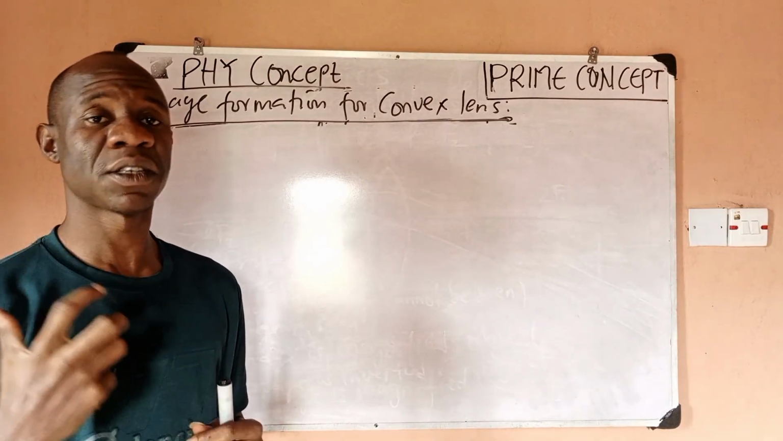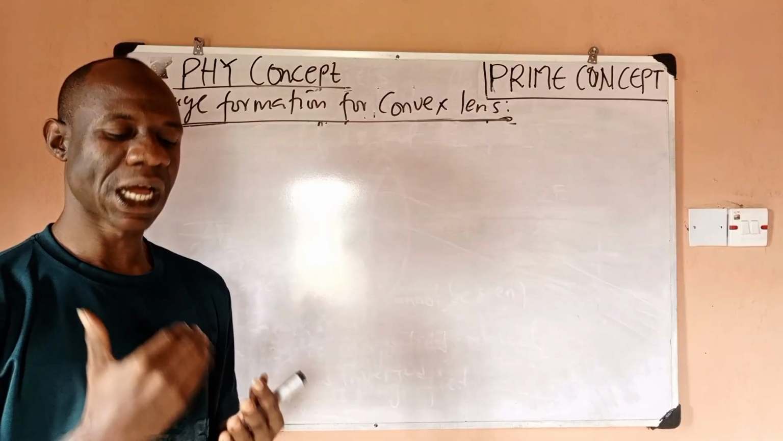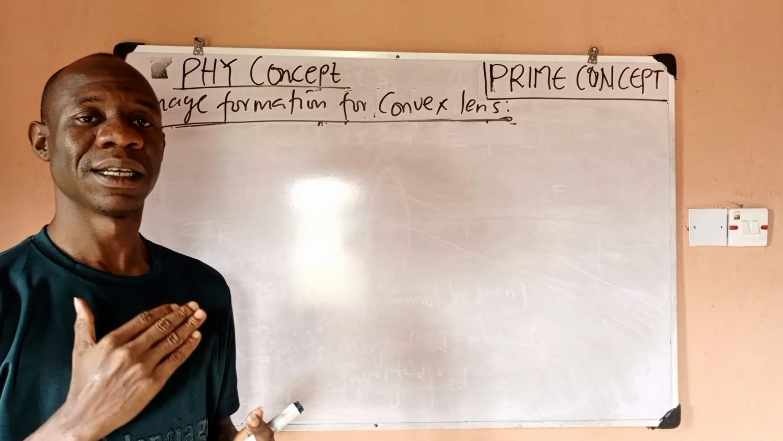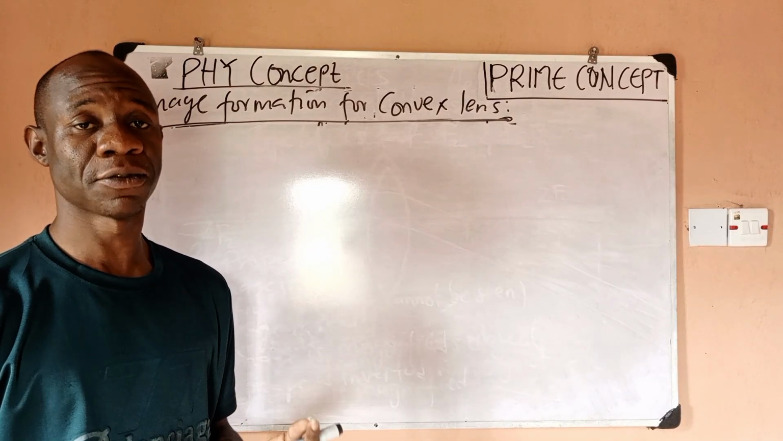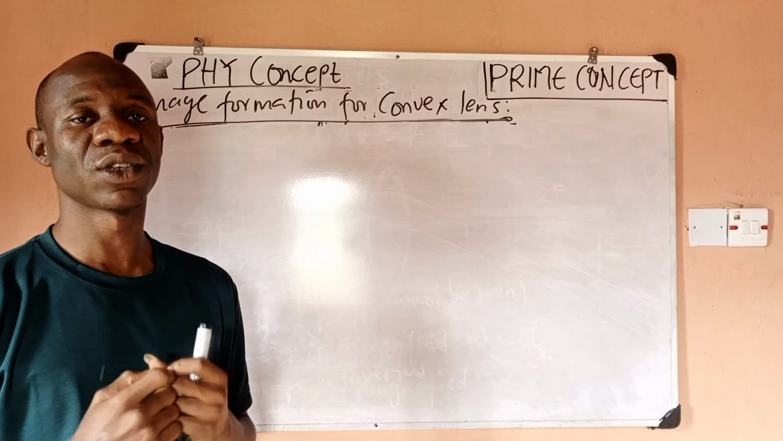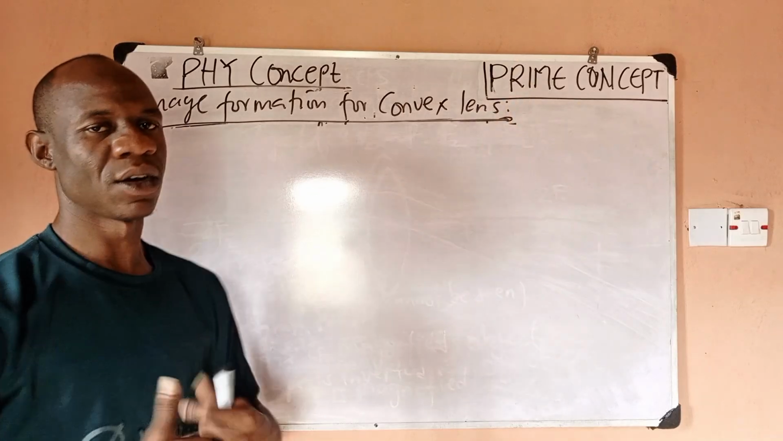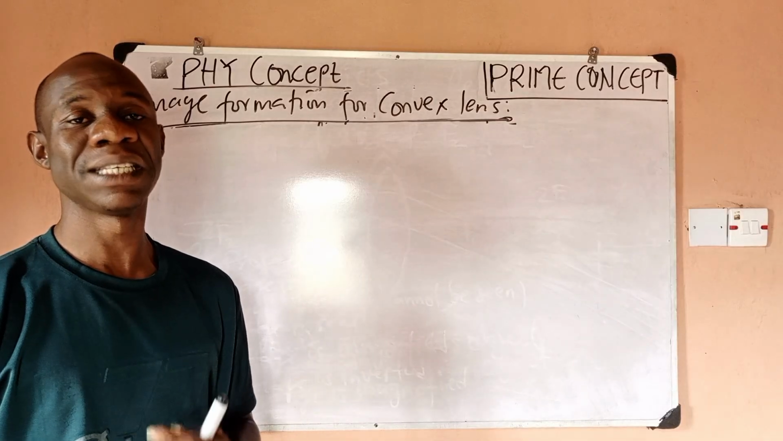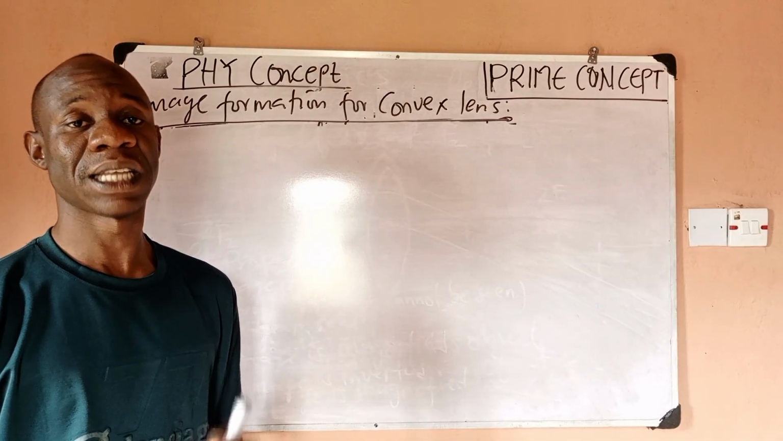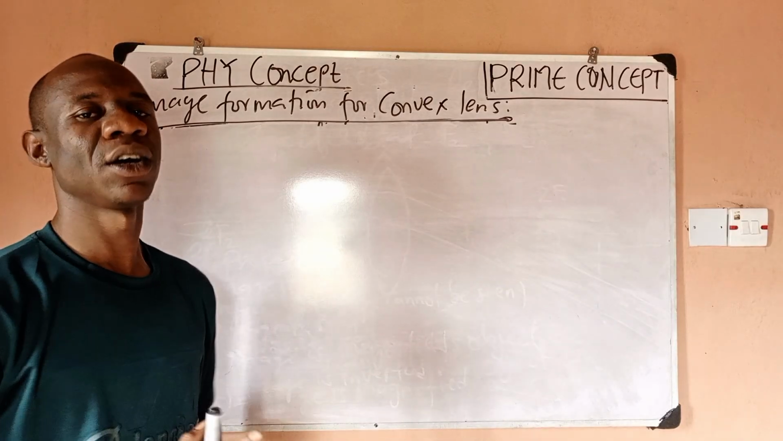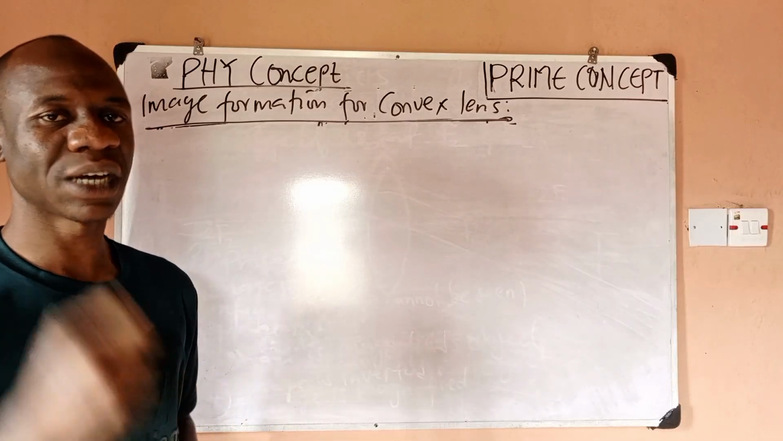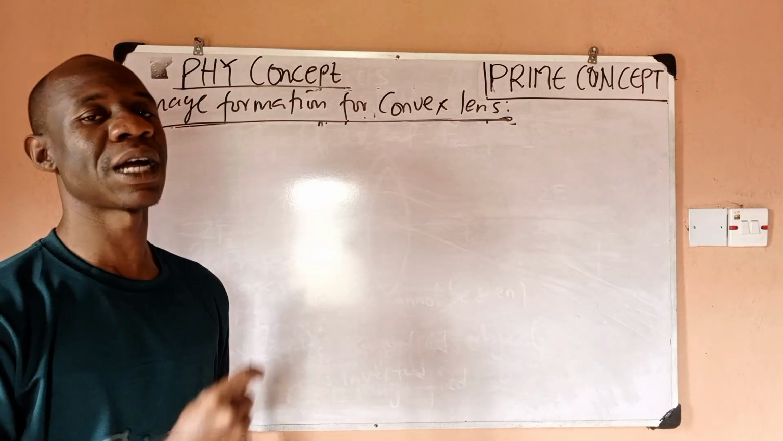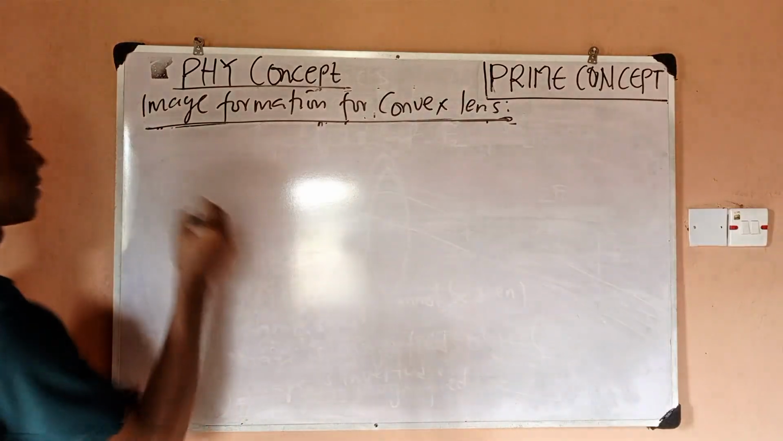In our previous video, we saw when our object was placed at focal point or at f2, our image was going to be formed at infinity, or rather we can say the image cannot be seen, right? And we established that the image is real, inverted, and bigger than the object. So in this video, let's consider when the object is placed between the focal point and our lens.